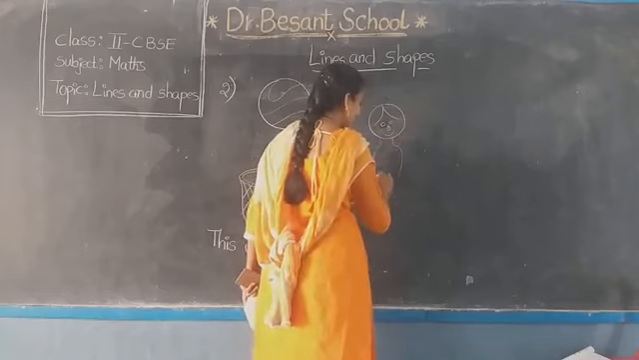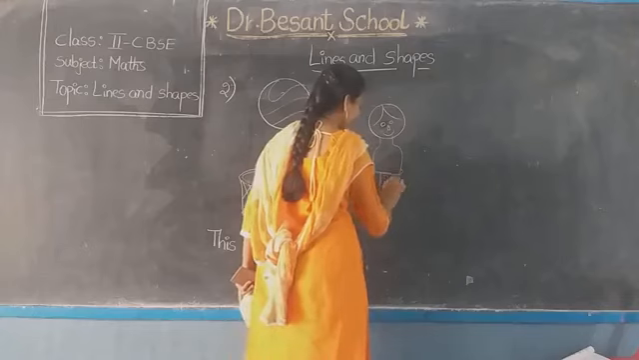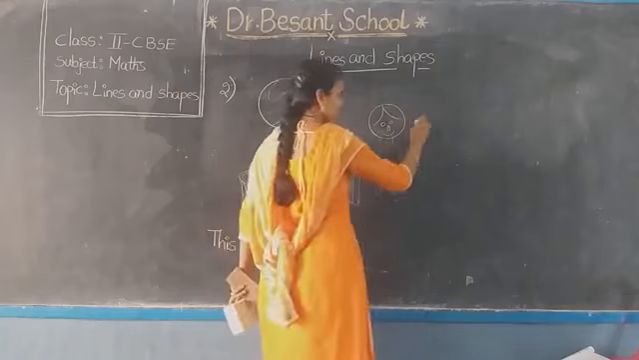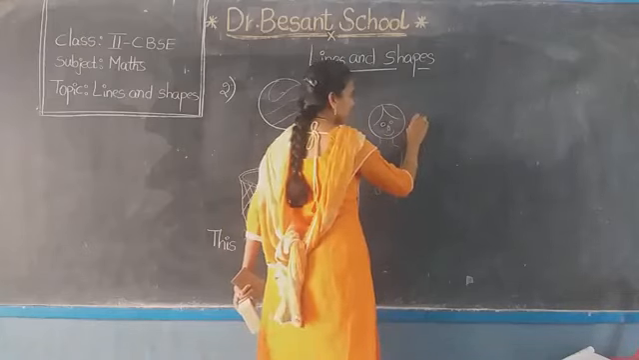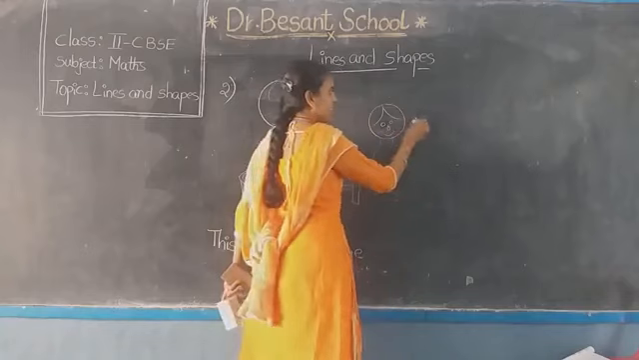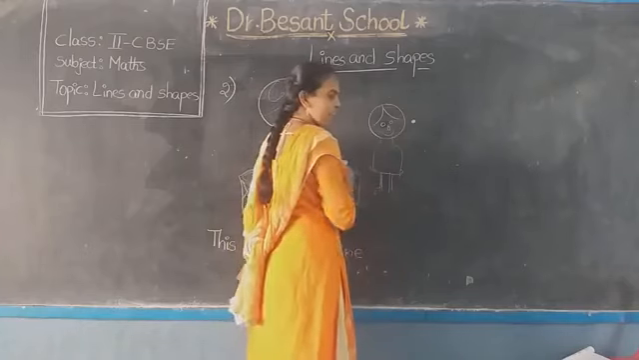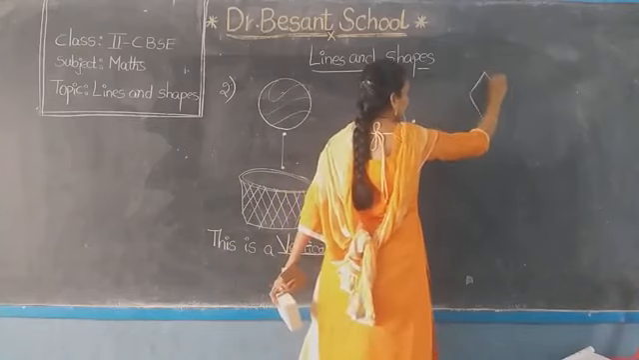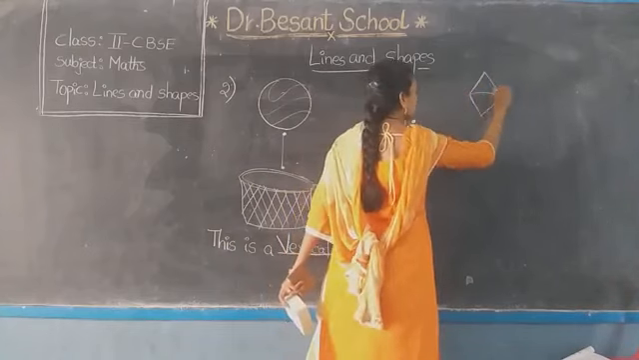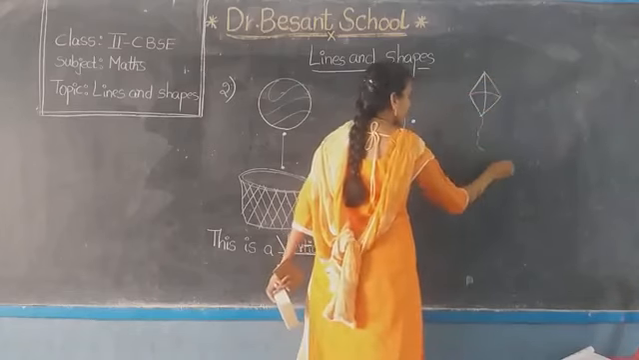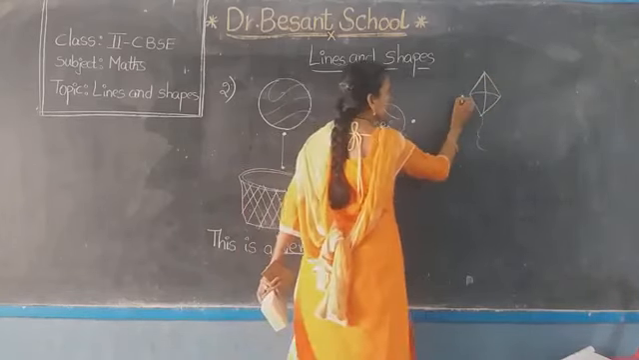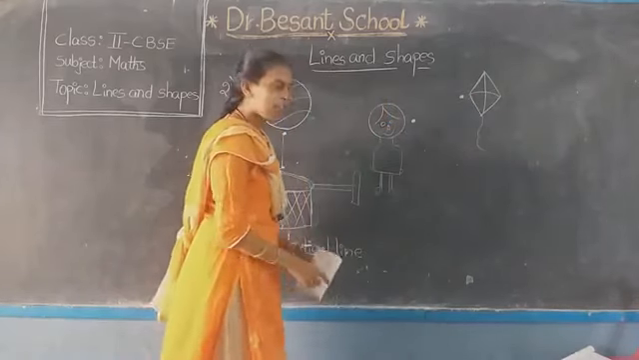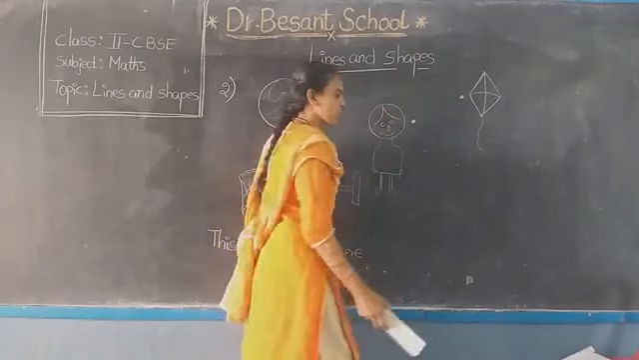So imagine, children, here is a girl standing like this. Nearby this girl, a dot has been given. If you observe, a dot has been given here. And there is a kite here. Observe, a kite has been given. Near the kite, a dot has been given. Did you observe? Now, you have to join these two dots.